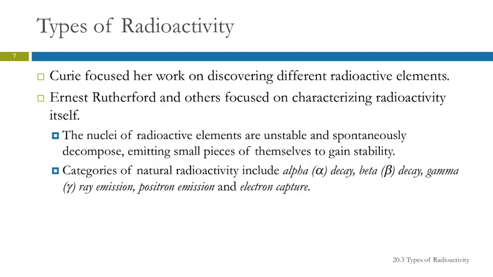So categories of natural radioactivity include alpha decay, beta decay, gamma-ray emission, positron emission, and electron capture. So they started out with the Greek letters alpha, beta, gamma, and then I don't know what happened.